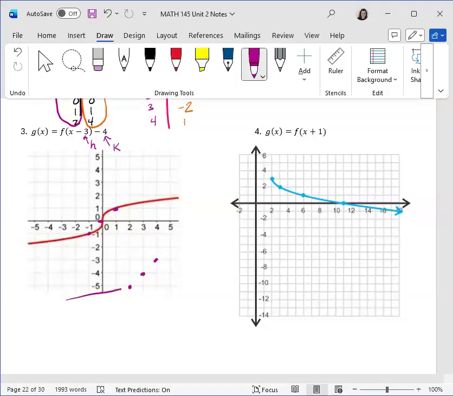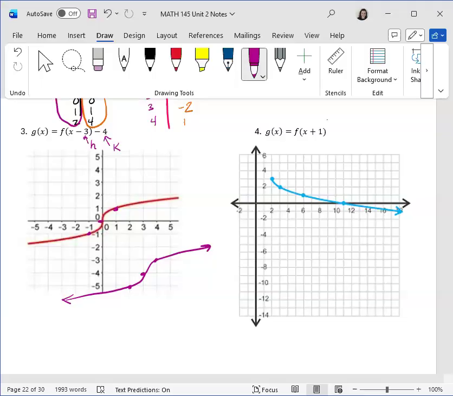I am not the best at free drawing this, but hopefully that looks pretty similar. So again, that graph just shifted right 3 units and down 4 units. Okay, I'm going to use the T-chart method with this one. Values inside the parentheses affect X, and there is no values outside.